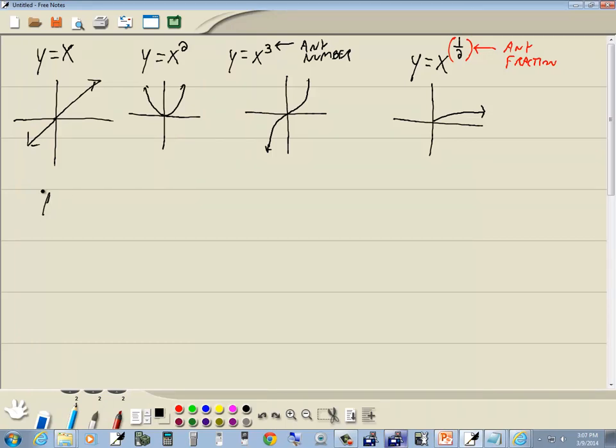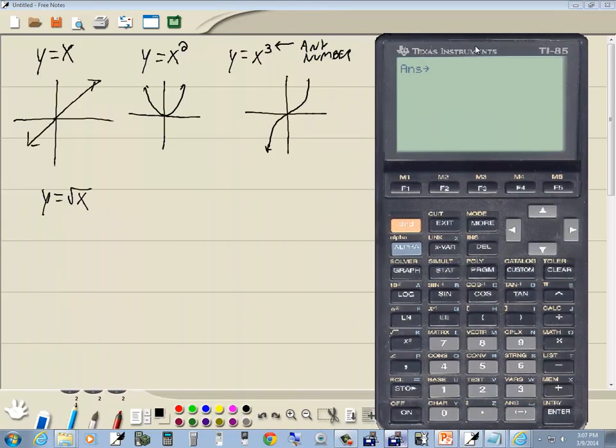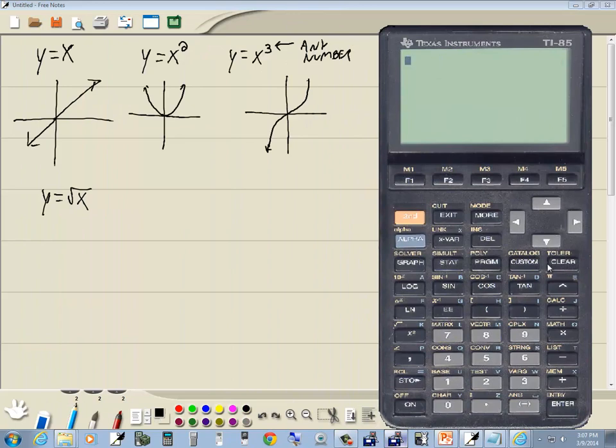Now let's take a look at the square root of x. Very interesting. Okay, square root of x. So I'm going to go on my graph. I'm going to go to y of x. I press clear that out. Now the square root is above the x squared. So to get to that, I do second x squared, and you'll see the square root symbol.